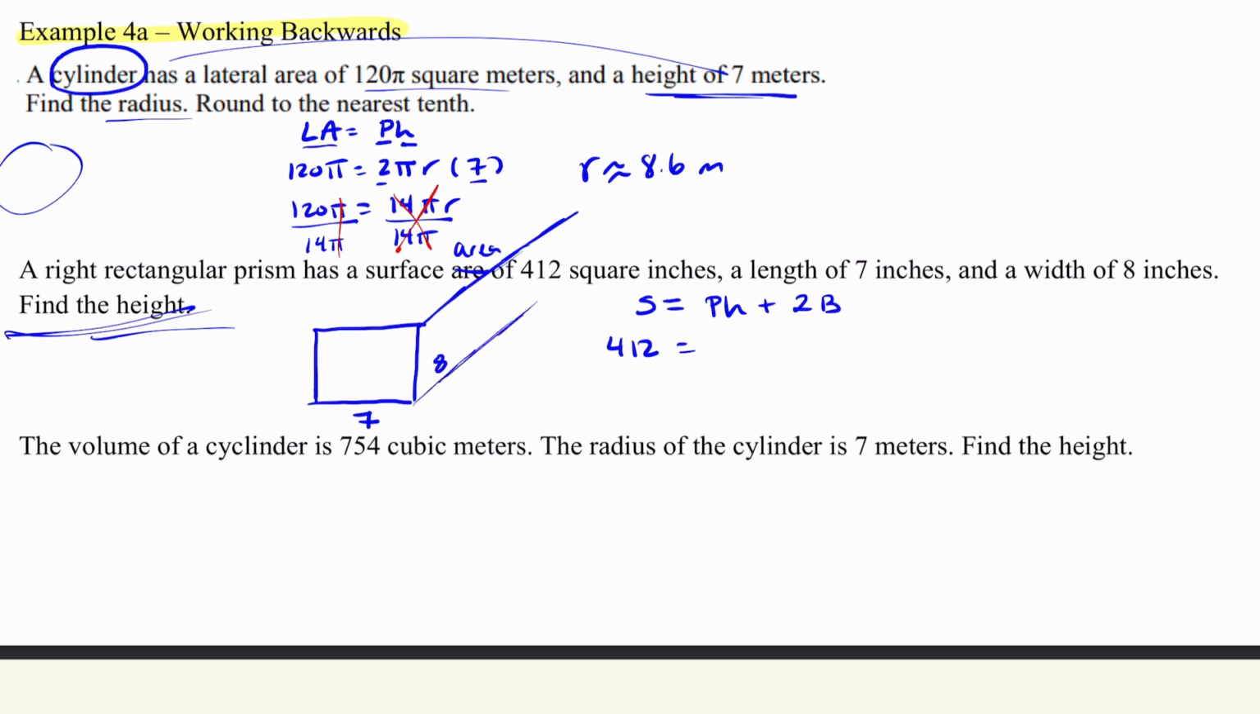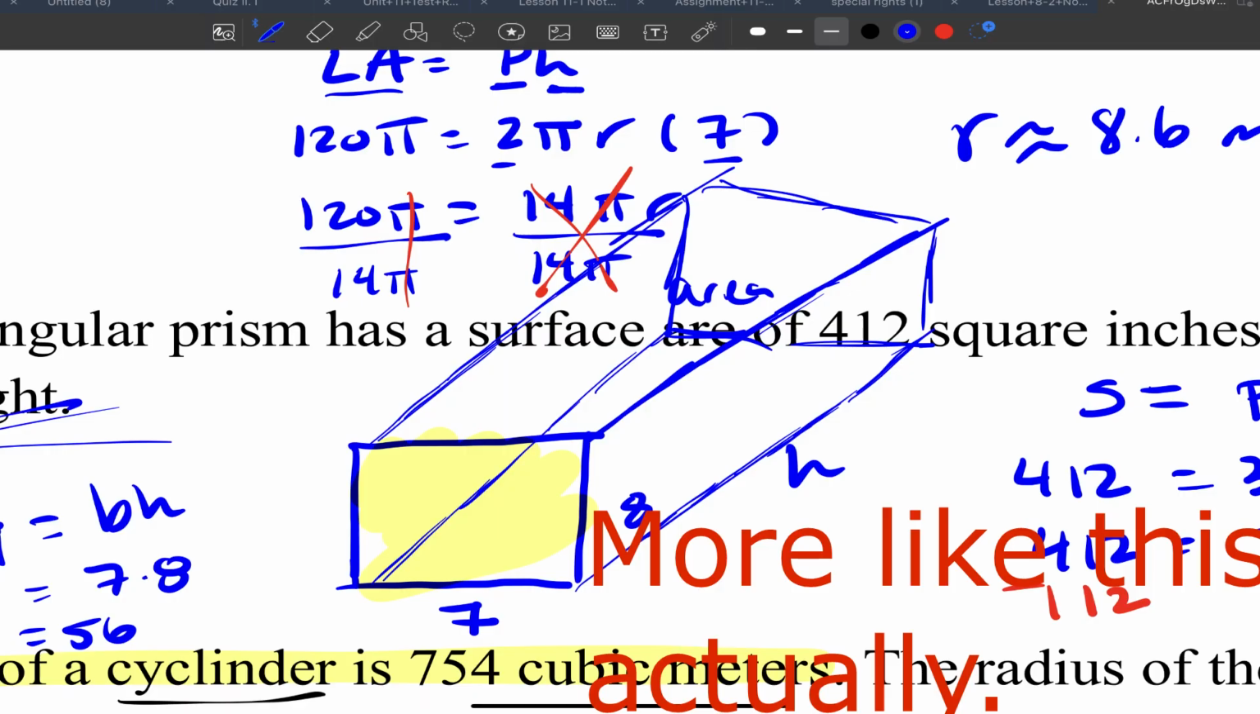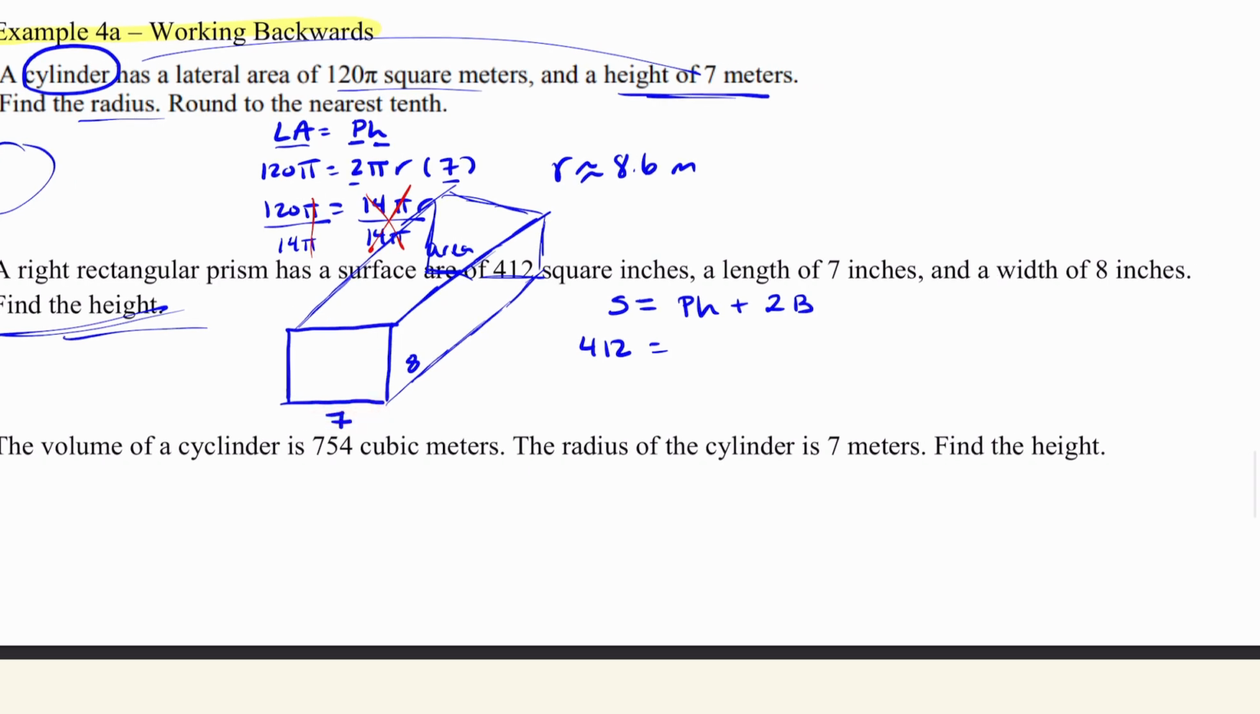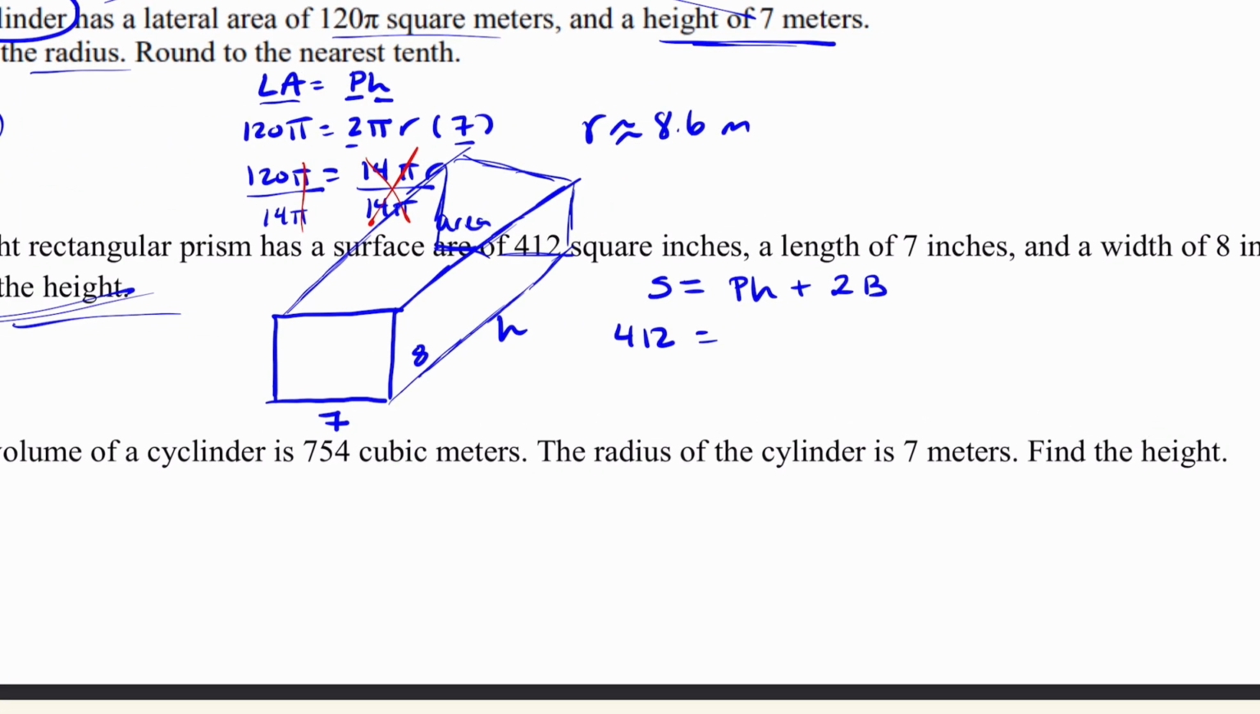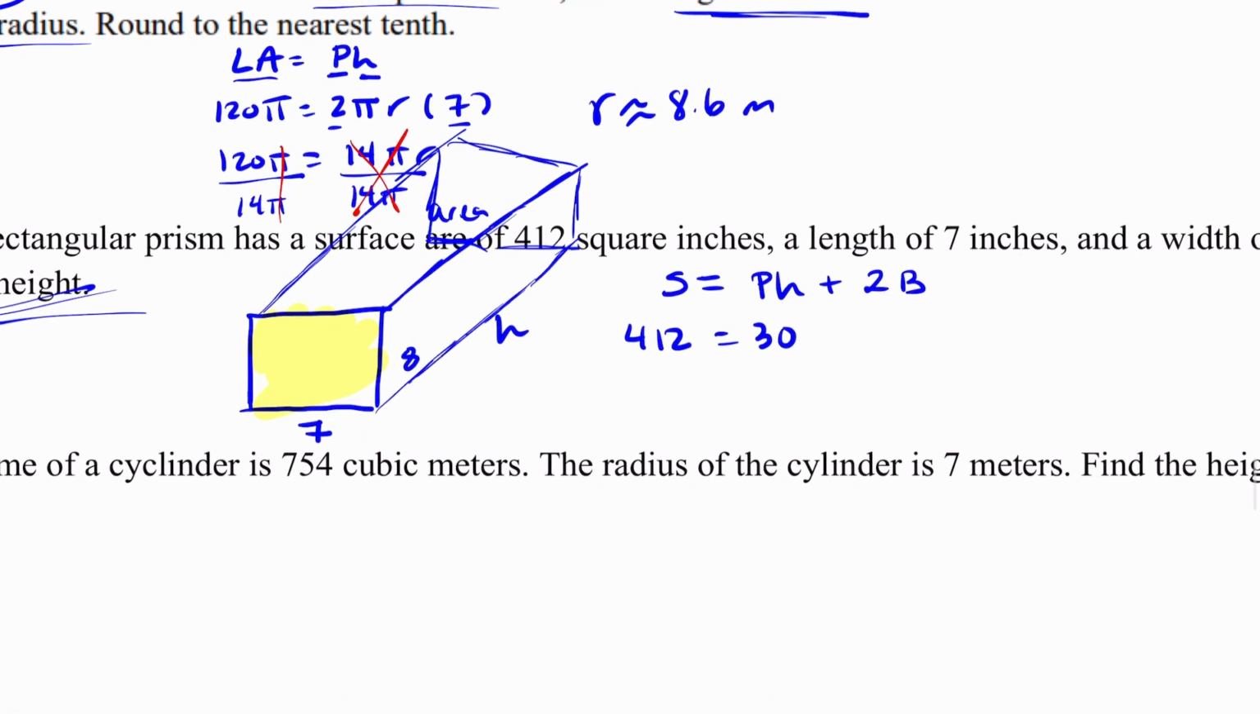If I were to draw my rectangular prism, which I'm not really good at doing, but something like this. Alright, so this is the length, this is the width, and then this should be the height, which is unknown. Okay, so the perimeter of this rectangle here, 7 plus 7 plus 8 plus 8, that is 30. So it's 30. And then I'm going to multiply that by the height of the prism, which is our unknown. That's what I'm looking for. It's h plus 2 big B's.